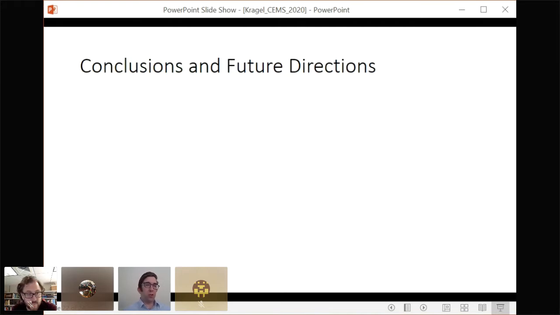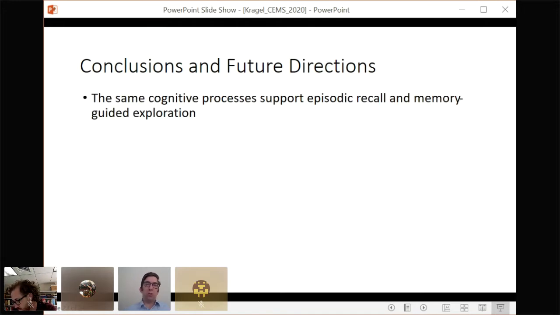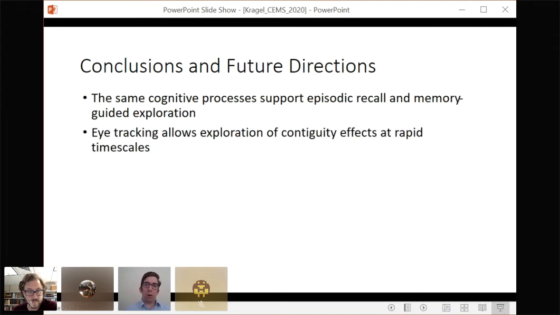So, conclusions and future directions. Really, the main conclusion is that from this data, it looks like temporal context plays a role in organizing both episodic recall and how we interact visually with the environment. I would also like to just plug eye tracking as an awesome method for looking at sequential data. There are a number of reasons I think this is the case.